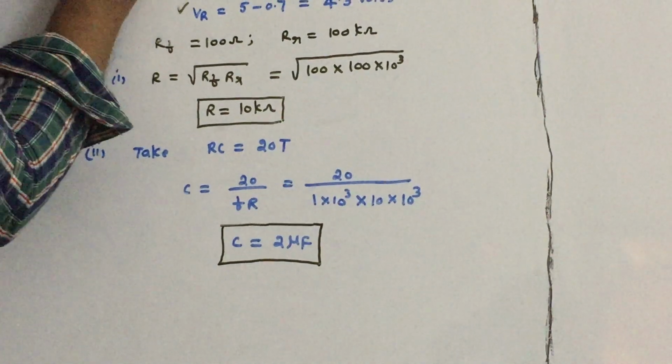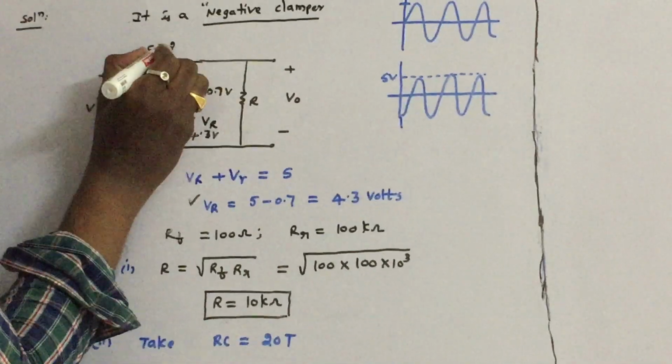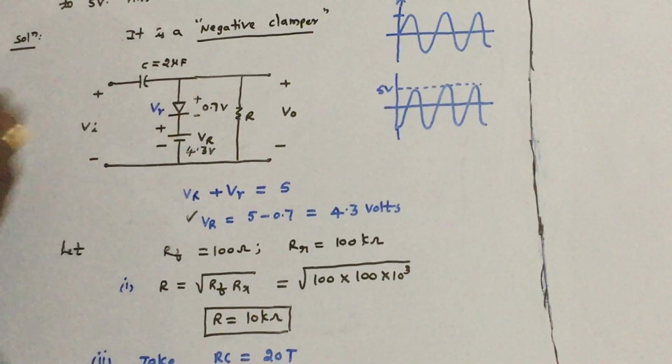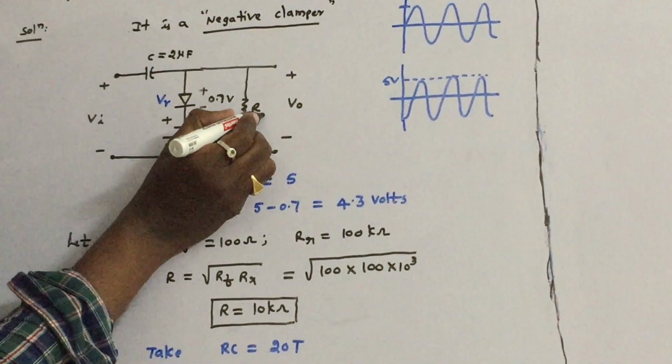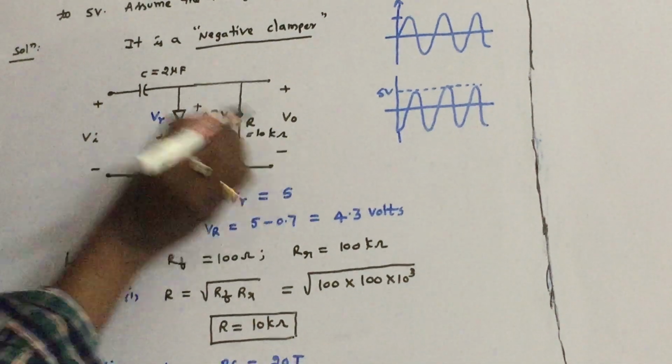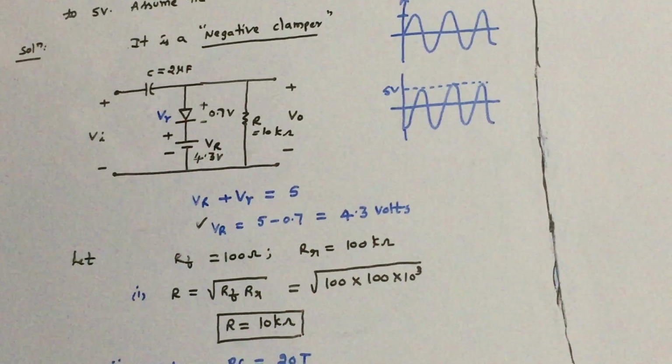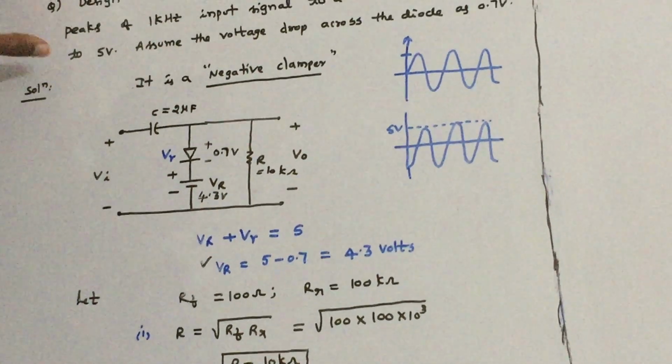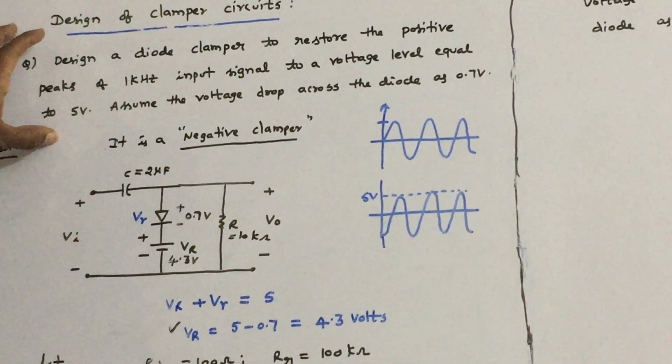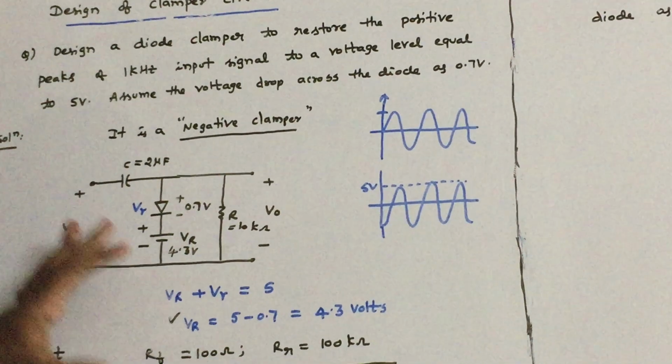and the reference voltage we have to take as 4.3 volts. What is the C value? 2 microfarads we have to take in the circuit, and the resistor value we have to take as 10 kilo ohms. So this is the problem, a very important problem. This problem was also given in the previous examination. We just have to solve it like this, a very simple problem.